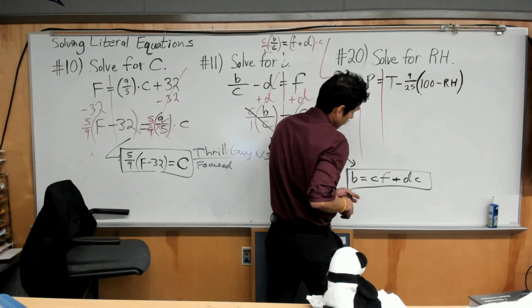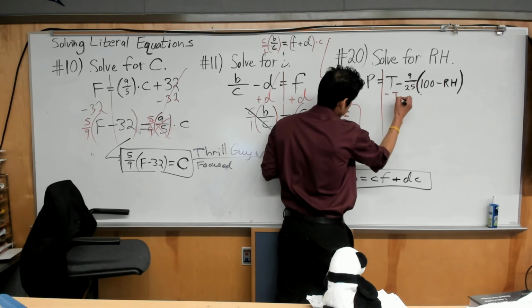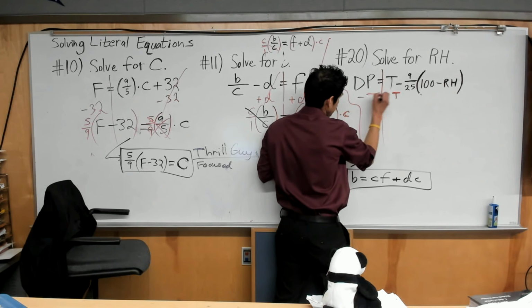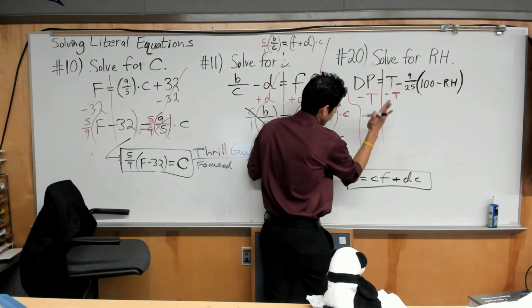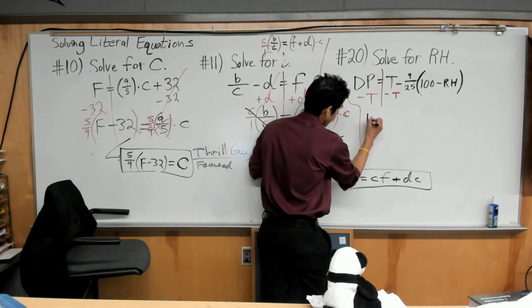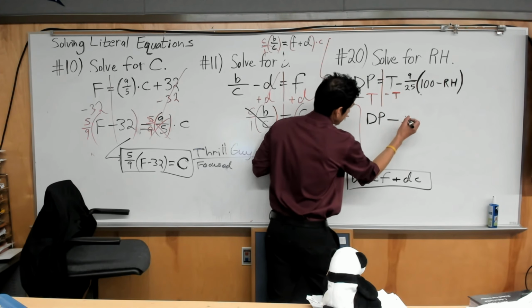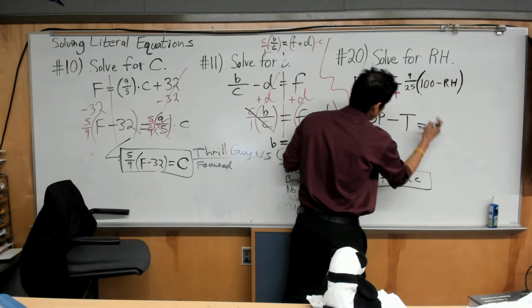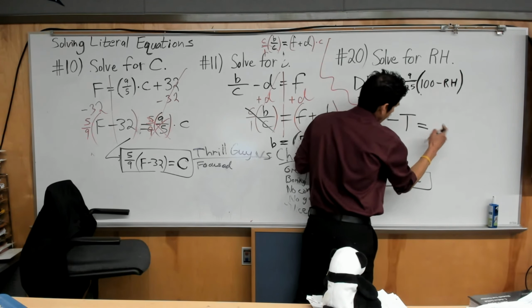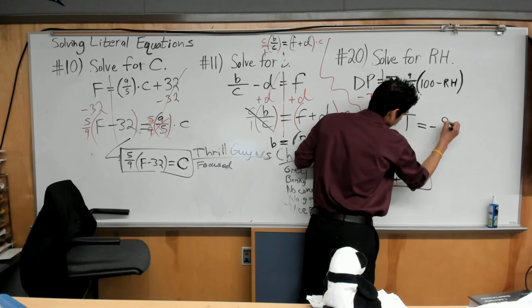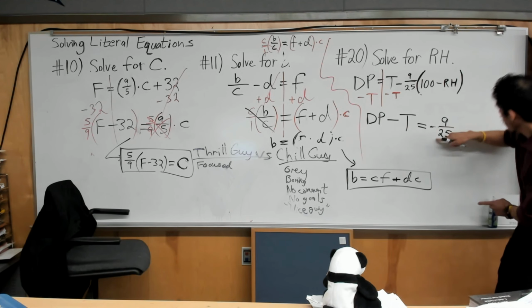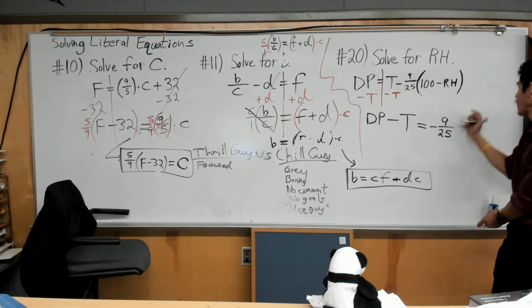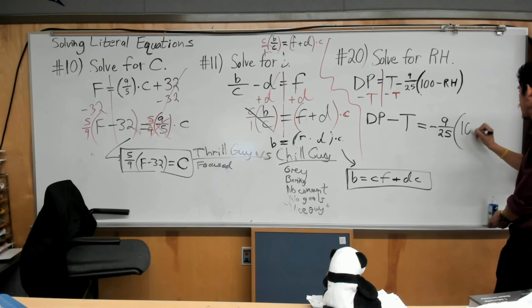Let's get rid of this t by subtracting it, minus t. Now we're going to get dp, and what we're going to do is erase this because it's feeling that way. dp minus t equals negative 9/25 times the quantity of 100 minus RH.